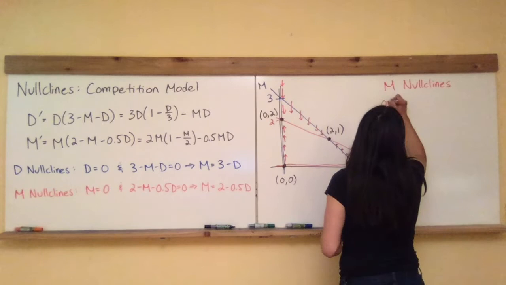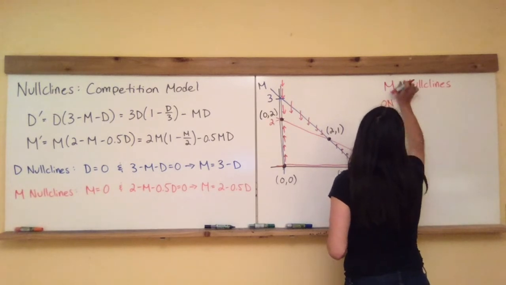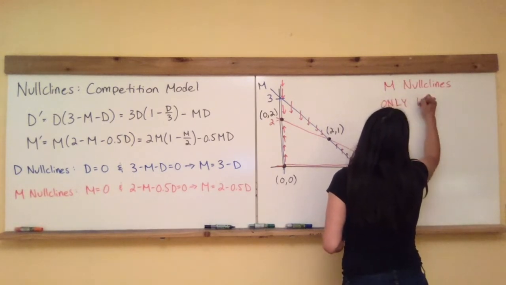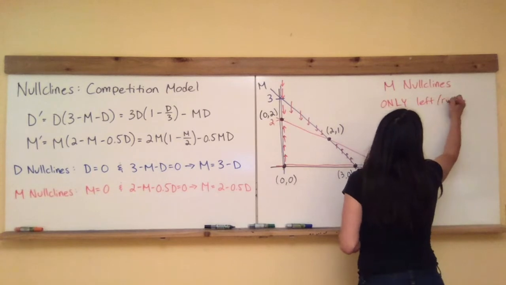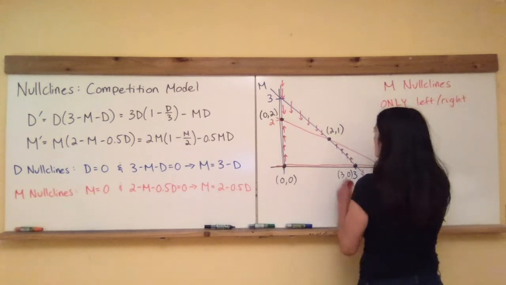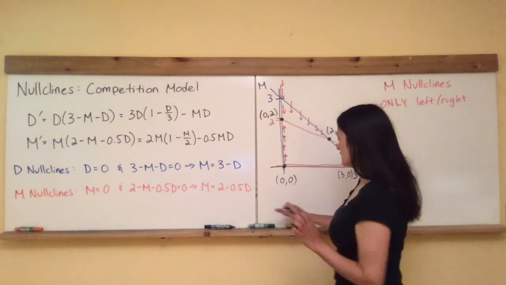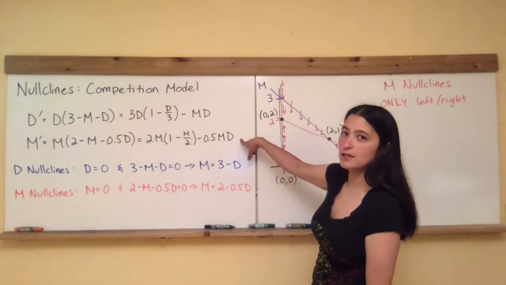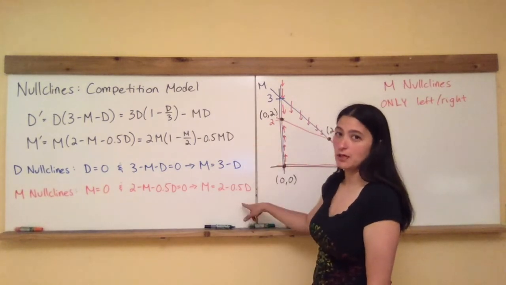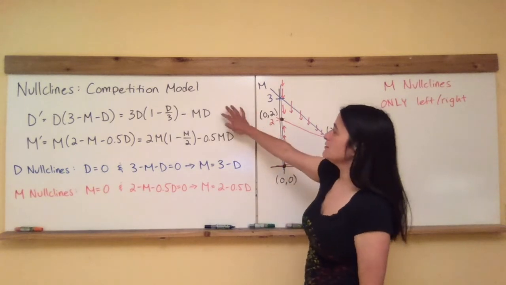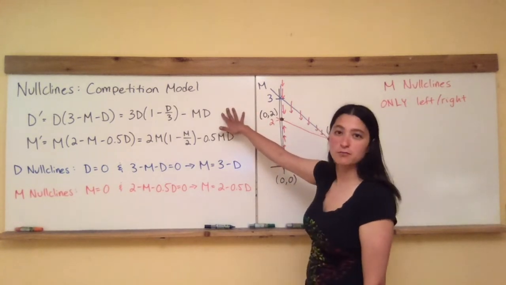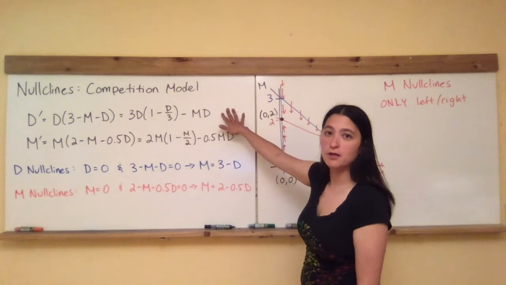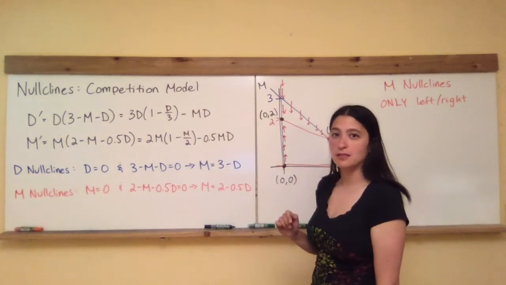It's going to be only left or right behavior. No up or down behavior, only left or right, and that's because m prime, the up or down part of the vector field, is always 0. That's where I got the m nullclines, and the left and right behavior comes from the resulting sign of d prime when I plug in the m nullcline assumption.